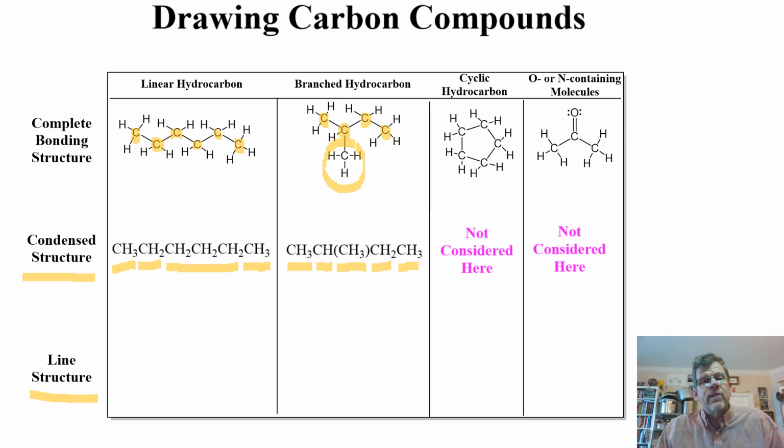Well, let's look at the line structure of this linear hydrocarbon here. It just sort of looks like a squiggle, doesn't it? Like a zigzag. However, if you'll notice, we have two ends here. Those are implied to be carbon atoms. And we have a number of internal bends in there. Those are also implied as carbon atoms. So that is the assumption.